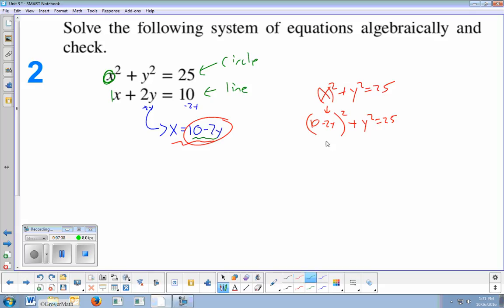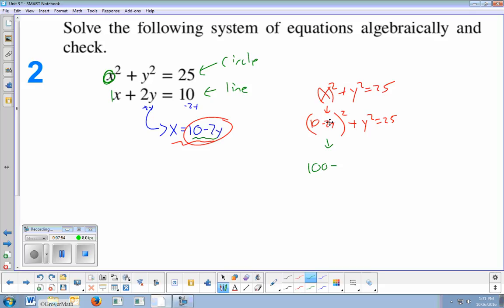Here we get that binomial squared we see all the time in Algebra 2. And remember, you can think of it as 10 minus 2y times 10 minus 2y, or you could do the little shortcut. Some people call it FOIL.